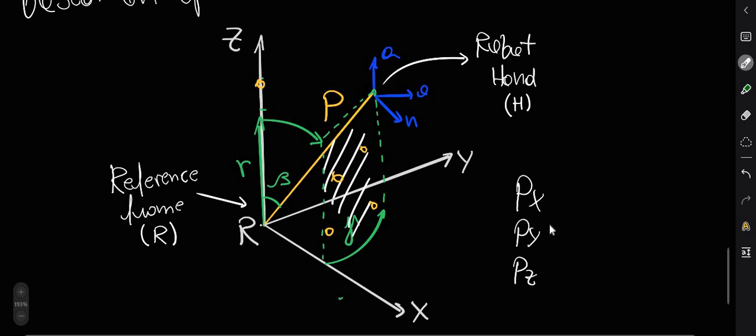So we got the position, and with the angles of roll, pitch, and yaw, we got the orientation. And that's it.